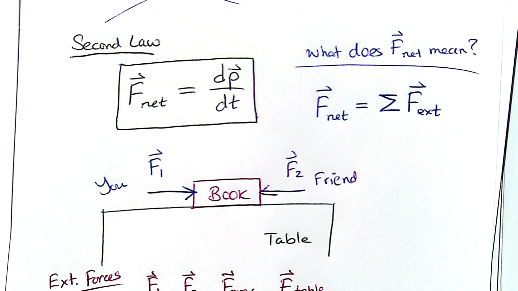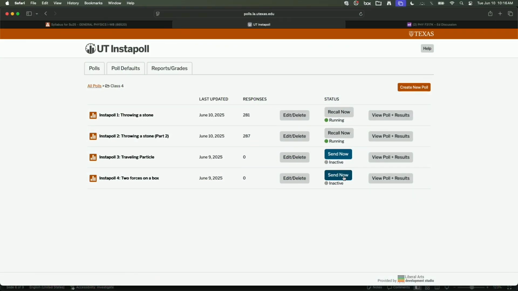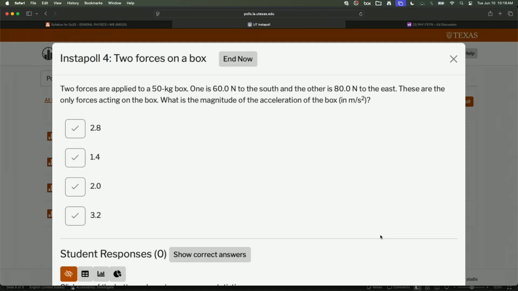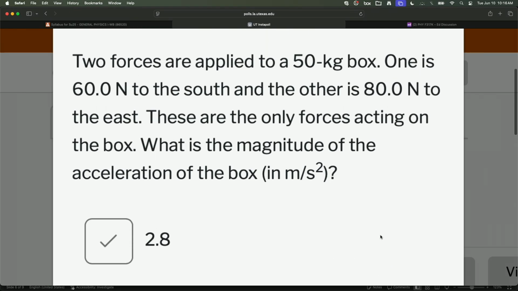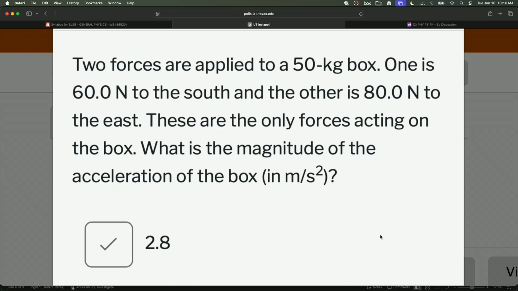Other questions? Nope. Okay, cool. So why don't we try out an Instapoll, skip number 3, and then go to number 4. That way you're thinking about forces acting on an object. Again, when you read a question, the first thing you should do is jot down a sketch, a simple diagram of what's going on. So let's take a minute, work on it, get started, and we'll check up on you in a minute.